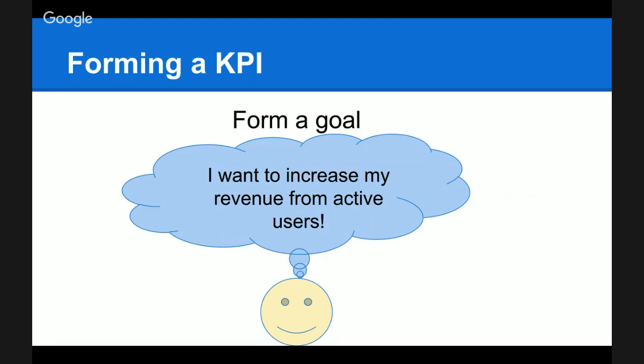So let's say I found my area of interest. I found what I want to measure and how I'm going to measure it. Now I have to form a goal. Let's say I want to increase my revenue from my active users. Again, that's still pretty broad.